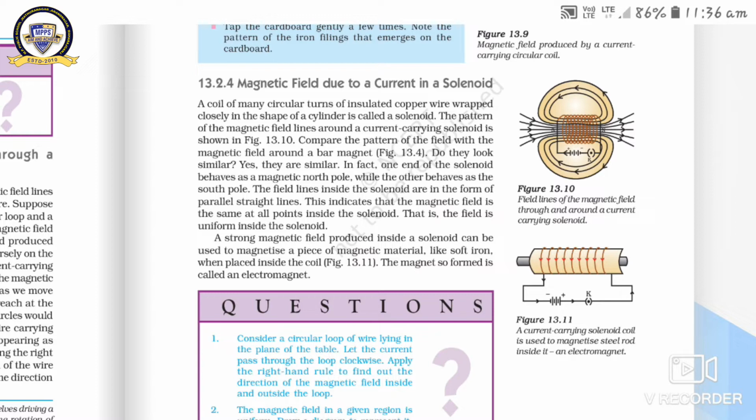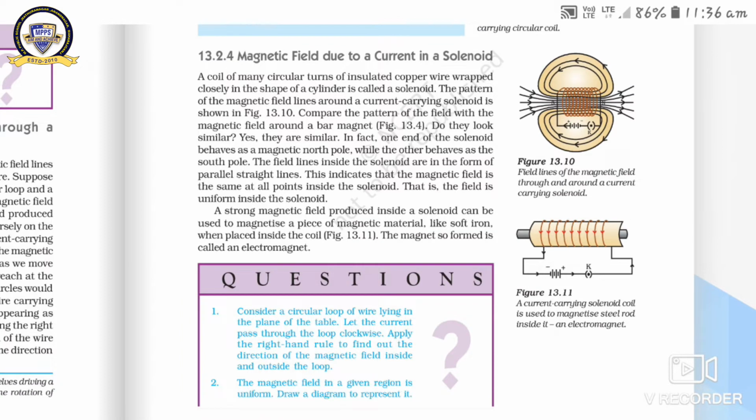Here these are the field lines of the magnetic field through and around a current carrying solenoid. Now compare the pattern of the field with the magnetic field around a bar magnet, given in figure 13.4 on the previous page. Do they look similar? You have to observe the pattern of the magnetic field produced by the bar magnet as well as the magnetic field produced by the solenoid. What do you find? Are they similar?